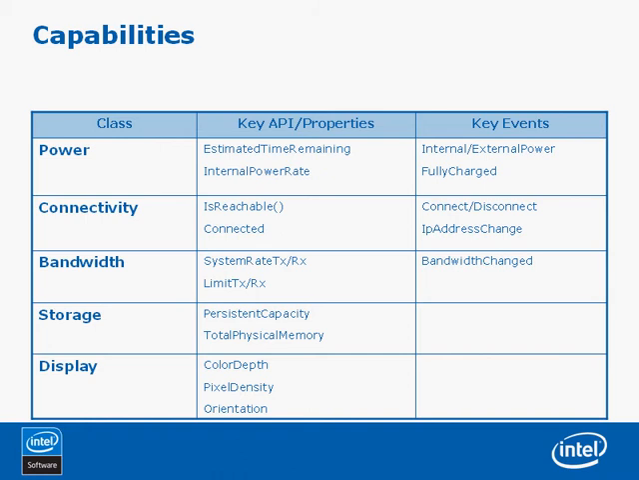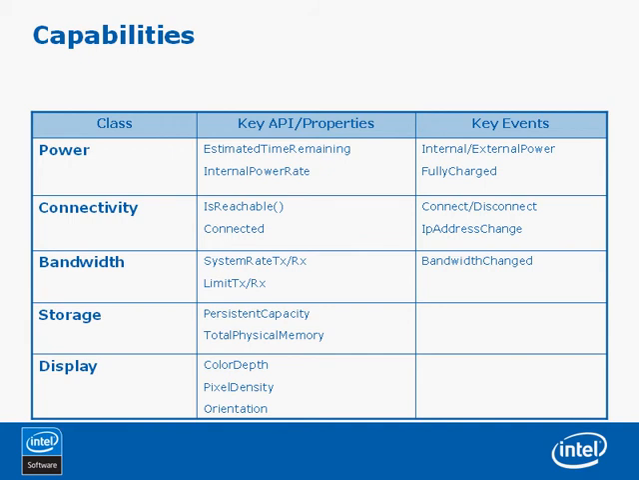The connectivity capability indicates networking and communication attributes. The isReachable method makes it easy to detect the ability to connect to a host. This is more useful in many cases than simply knowing that a network interface has a connection to a network, as the connected property shows. Events indicate a connection being established or dropped, or the network IP address being changed.